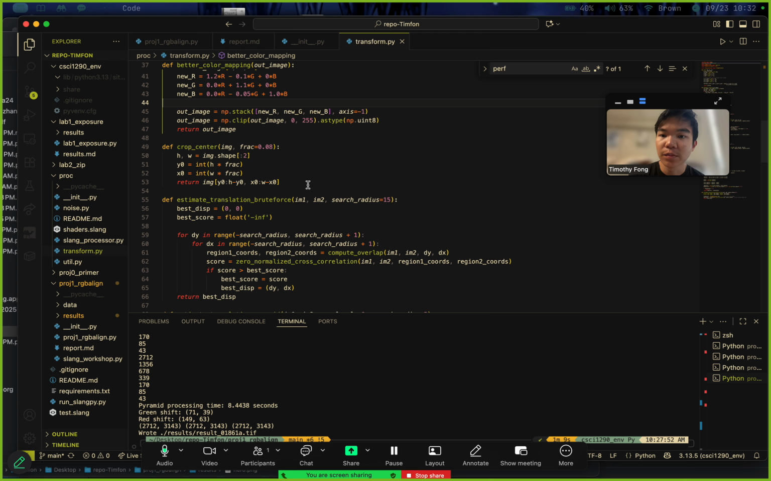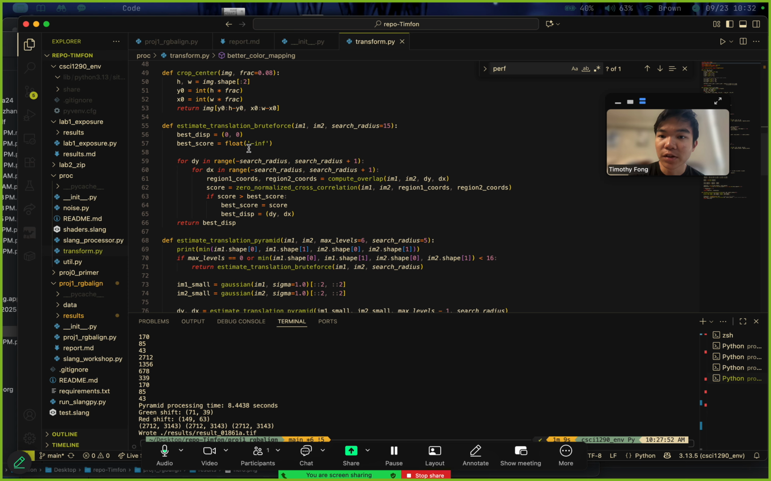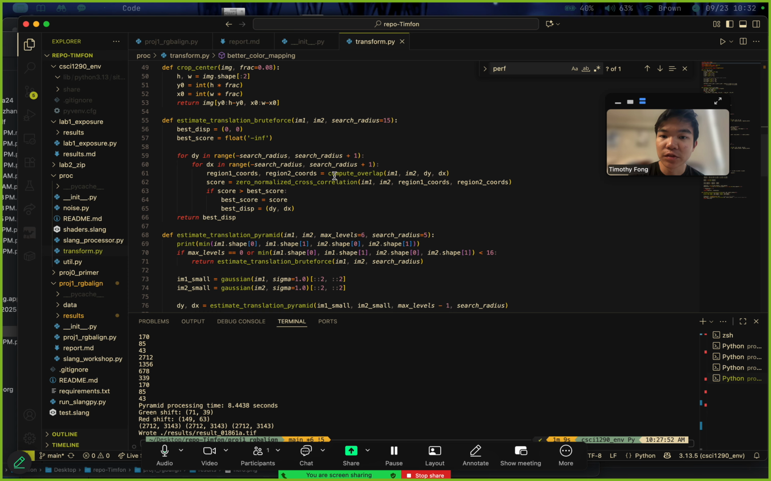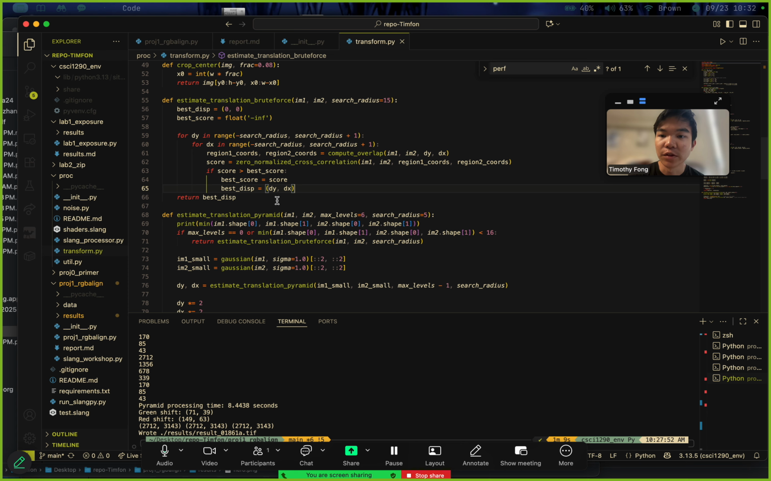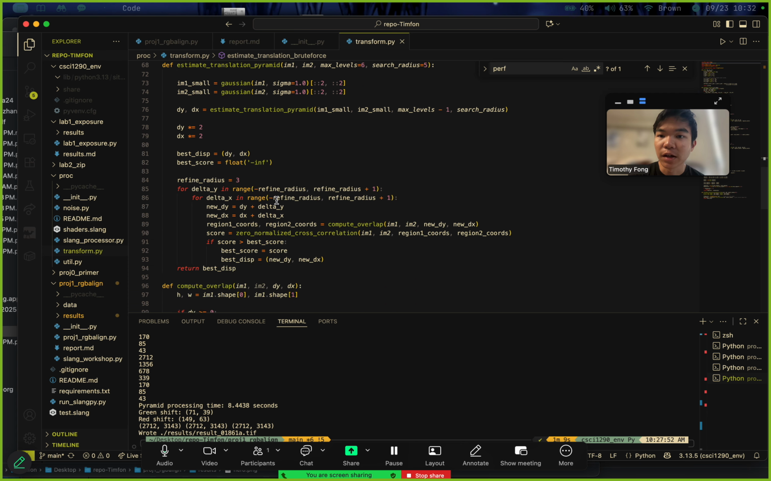For crop center, basically I was having some issues with the alignment, so I cropped the top, bottom, left, right sides of the image by 8%, and it resulted in better alignment. For brute force, basically it goes through the search radius, computes the overlap, I'll go over this later, and then finds the score, then finds the best displacement, brute force basically. I'll go over this one later.